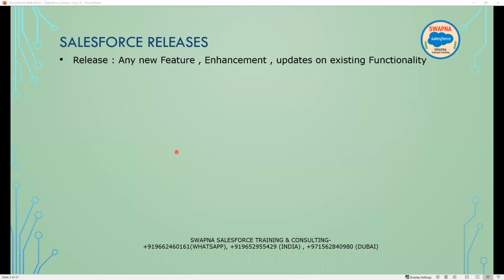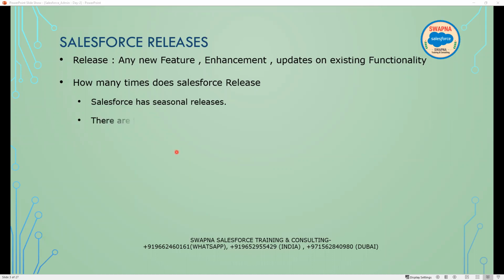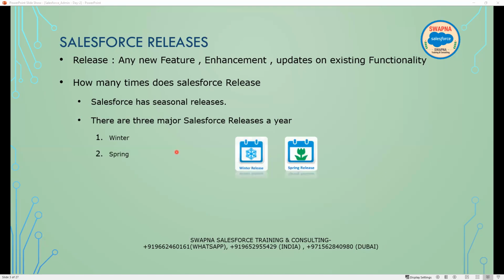How many times does Salesforce release? Salesforce has seasonal releases. These are the three major releases: winter, spring, and summer. In every release, they will release a new feature, an enhancement, or an update to existing functionality. If anything is not working in the current system, they will try to improve that in the next release. So this is about the Salesforce releases.